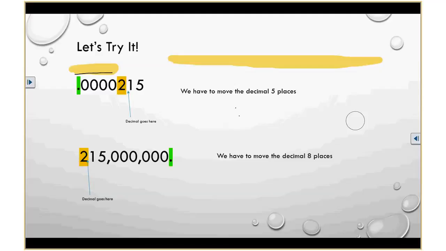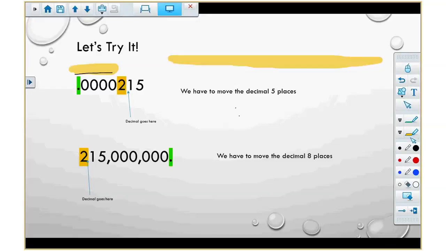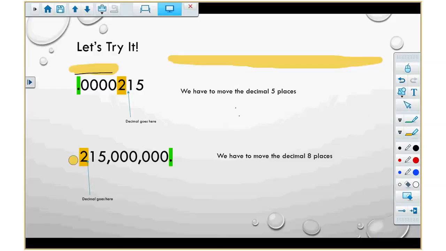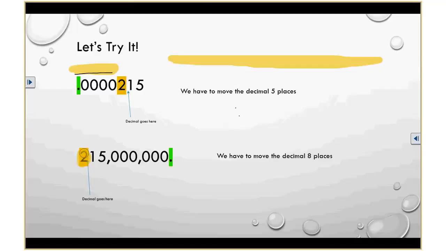Placing the decimal to the right of the first number greater than or equal to 1. So the first number, boom, right there. Sorry, my board does not want to work today. Right there. And right there.